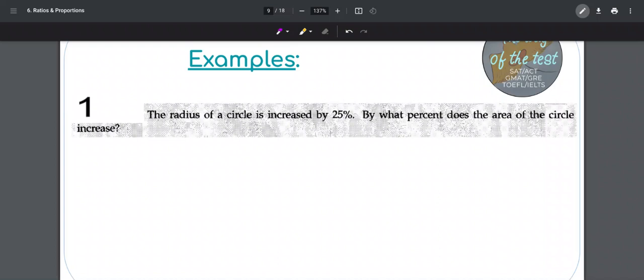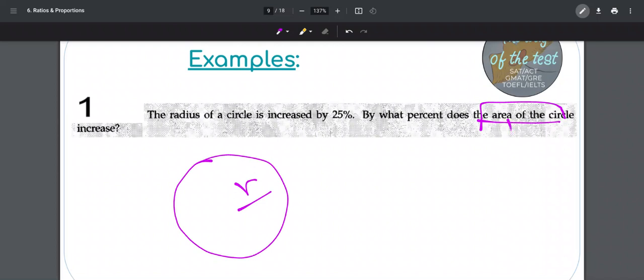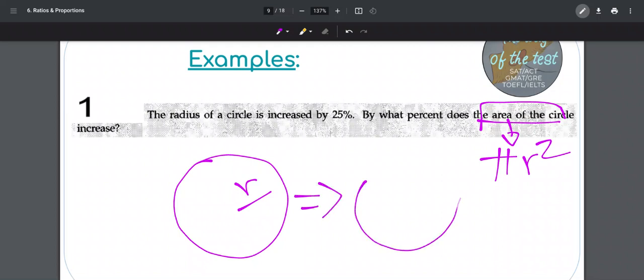Okay, so we have the radius of a circle is increased by 25%. So we have a circle. A circle has a radius. We have to know the area of the circle, so we have to know the formula for the area of the circle. The formula of the area of the circle is pi times radius squared. So now I have this original radius, and then it's increased, and I have another circle with another radius. The radius is going to be 125% of the previous radius. And then the question is, by what percent does the area of the circle increase?